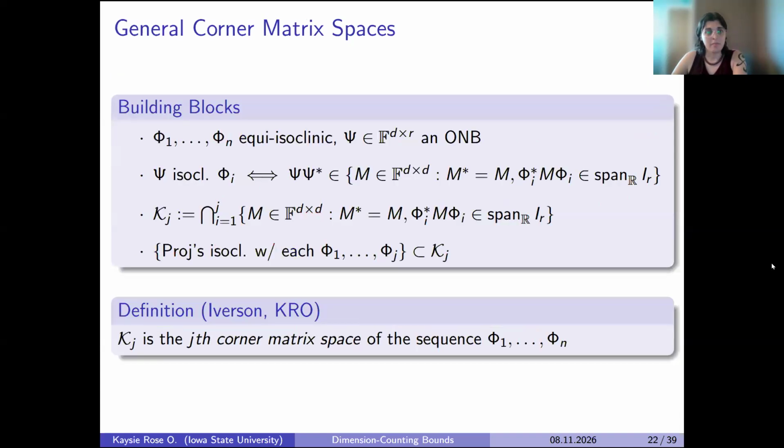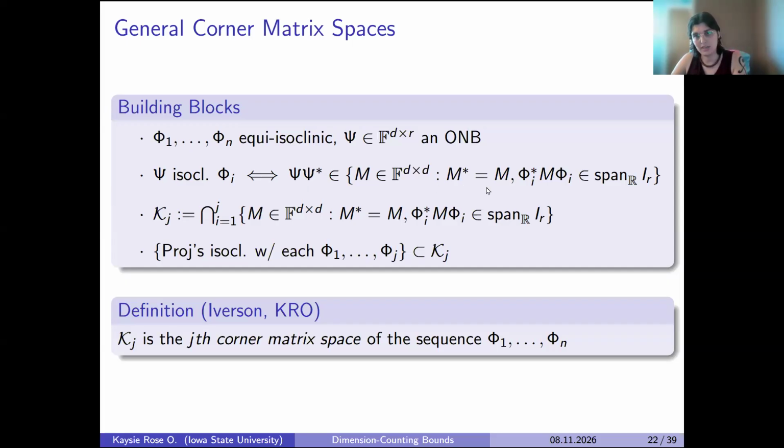So the way we're going to build on it is we're going to take advantage of the fact that we have more subspaces here than just phi 1. If you imagine we have an equi-isoclinic sequence, and we've got some other O and B psi, it holds that psi is isoclinic to our isometry number I if and only if the projection that psi gives lands in this space.